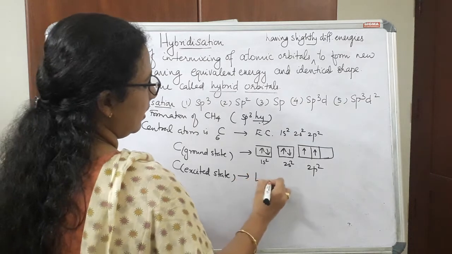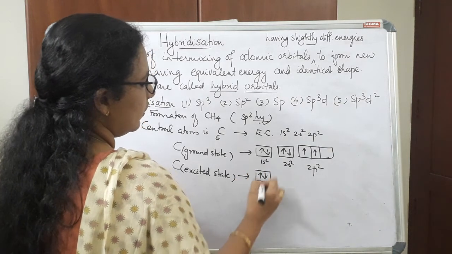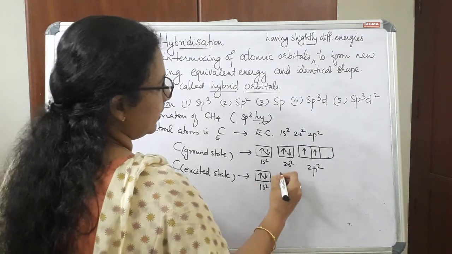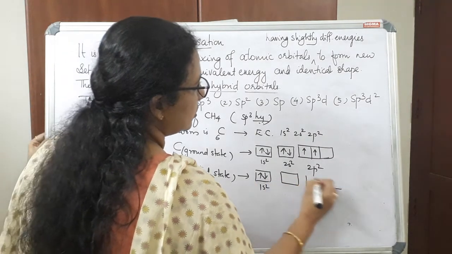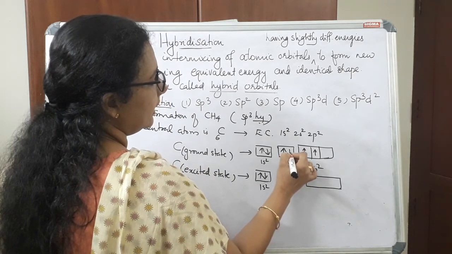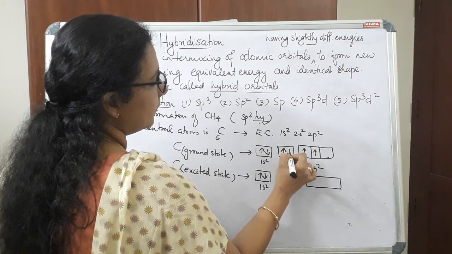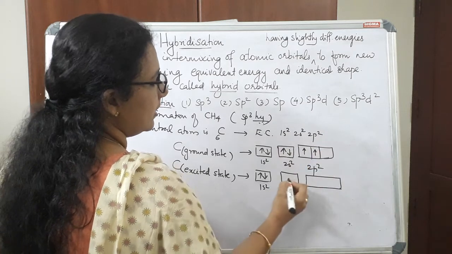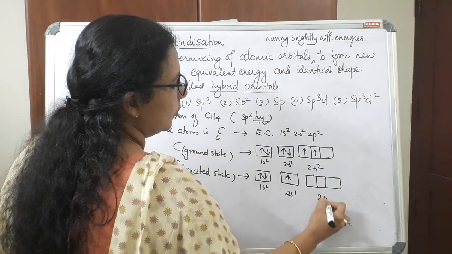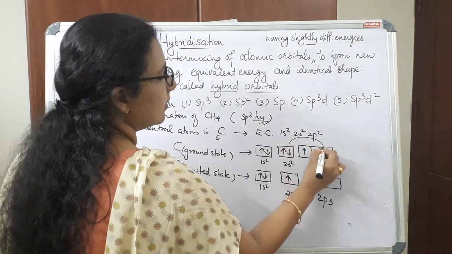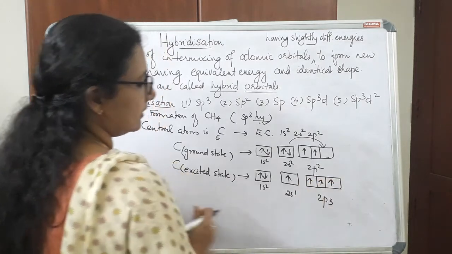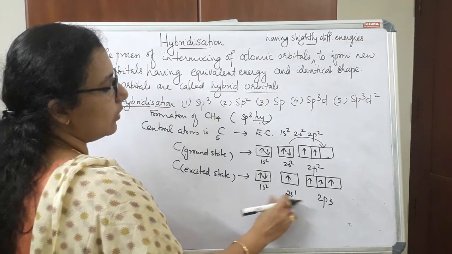Now we can write this 1s2 orbital is the core electron, that is having no change. In the second shell, or 2s2 level, one electron is shifted from 2s to 2p. So this will be 2s1 and this will be 2p3. So one is promoted to this level. So the orbital diagram will be like this. So 1s2, 2s1 and 2p3.